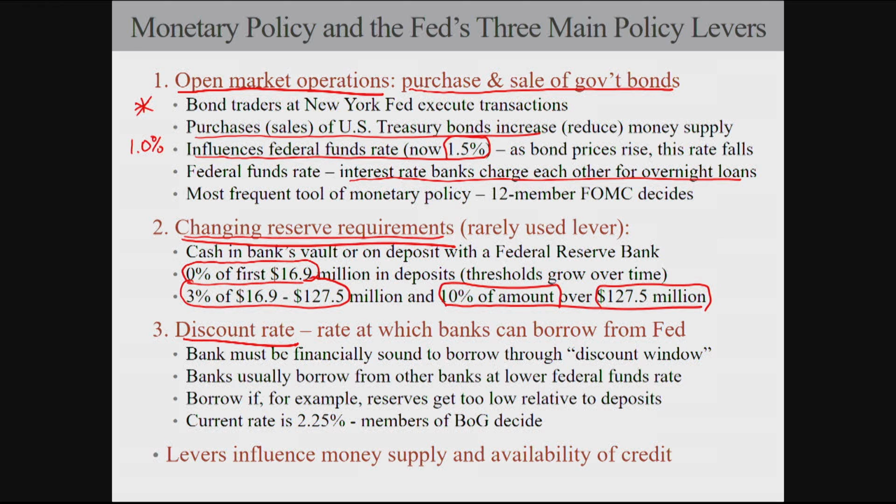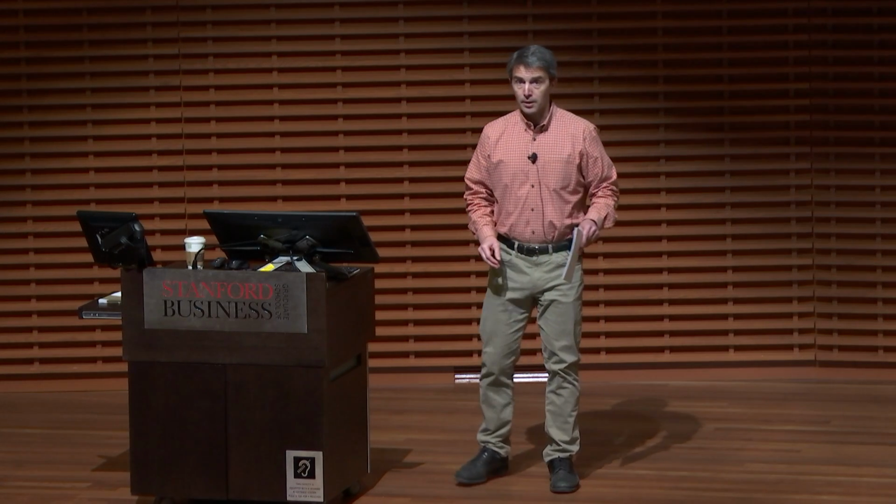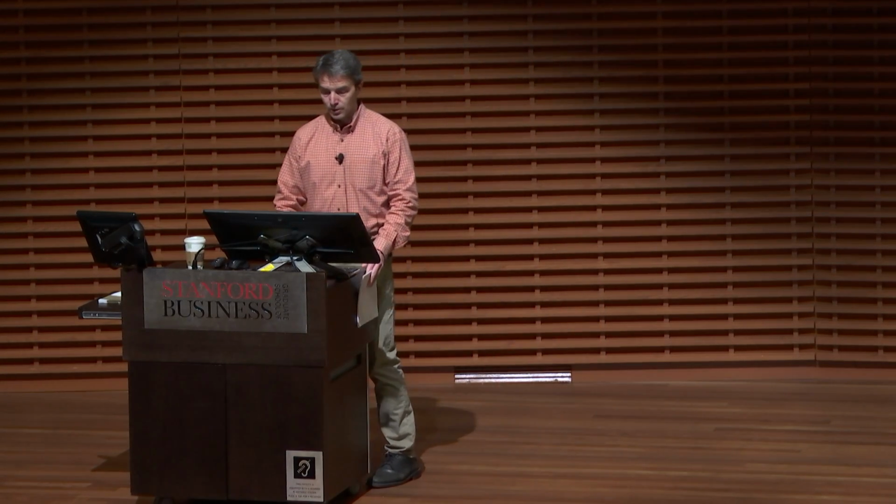Okay? And the final rate is the discount rate. This is the rate at which banks can borrow from the Fed. As of last night, this was at 2.25%. I think this has probably changed to 1.75%, though I need to check that. I'll let you guys know in class on Thursday. Okay, so these are the three main levers that the Fed has.